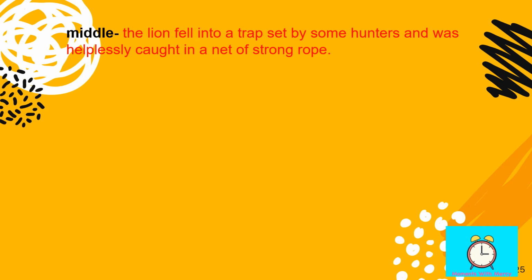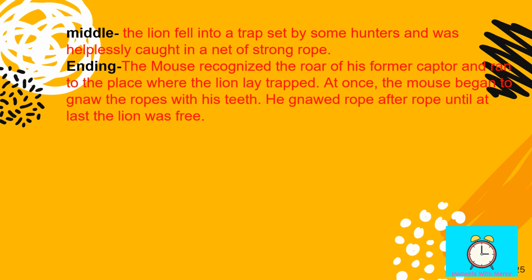And now, children, what do you think is the last or the ending of the plot of the story? Yes, you are correct. The ending was the mouse recognized the roar of his former captor and ran to the place where the lion lay trapped. At once, the mouse began to gnaw the ropes with his teeth. He gnawed rope after rope until at last the lion was free. Can you get it, children? Very good.